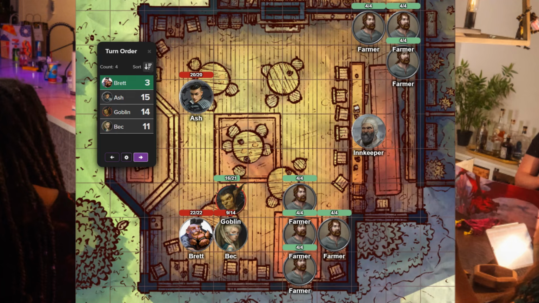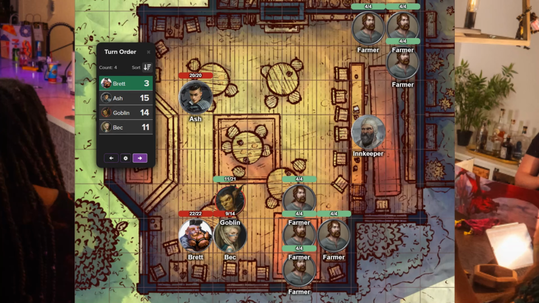New to D&D 24 are things called weapon masteries. Brett's rapier has one called Vex. Vex states that if you hit a creature with this weapon and deal damage to that creature, you have advantage on your next attack roll against that creature before the end of your next turn. Advantage is the opposite of disadvantage. Instead of rolling 2d20s and taking the lowest, you roll 2d20s and take the highest. But we're going to have to see if that triggers.